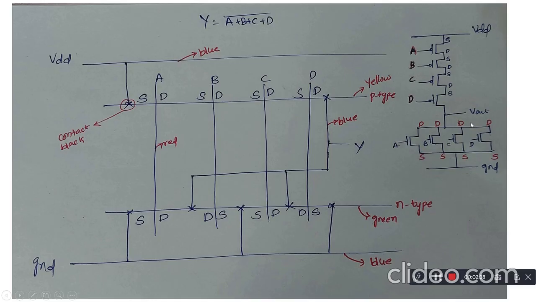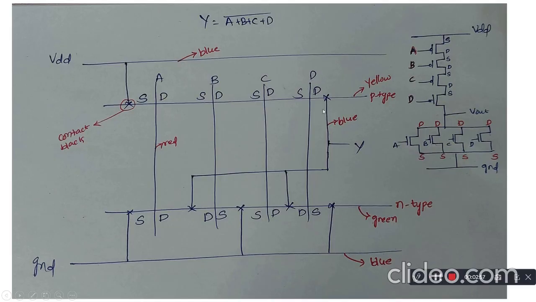So let's draw the stick diagram for this. The output is a NOR gate as shown here. For the first step, you have to draw 2 lines which are represented by blue color. First one is VDD and another one is ground. So first you have to draw this line for VDD and this line for ground.